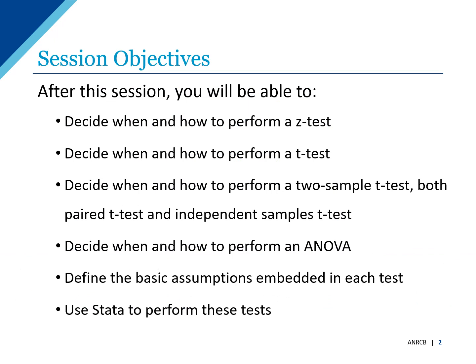The objectives of this session are for you to be able to decide when and how to perform a t-test, a z-test, a two-sample t-test, both paired and independent samples, and an ANOVA, and to know what basic assumptions are embedded in each test. You'll be able to perform each of these tests in Stata as well. There is Stata syntax or a do file available for this section.